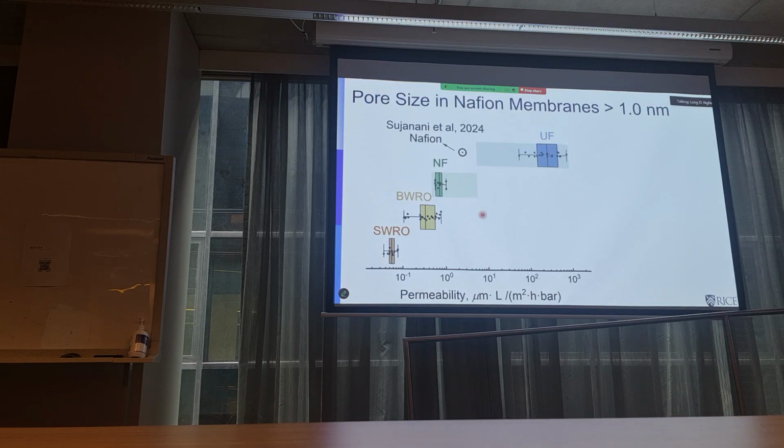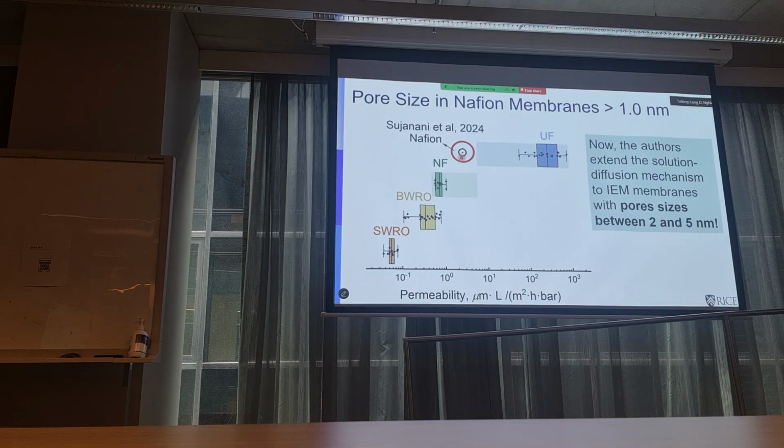And when we look at the analysis of these membranes, they reported the water flux, and we can calculate roughly what the pore size will be. And these are the permeabilities of different membranes: seawater RO from the literature, brackish water RO, NF, and UF. So this Nafion fits here. It's more than 1 nanometer.